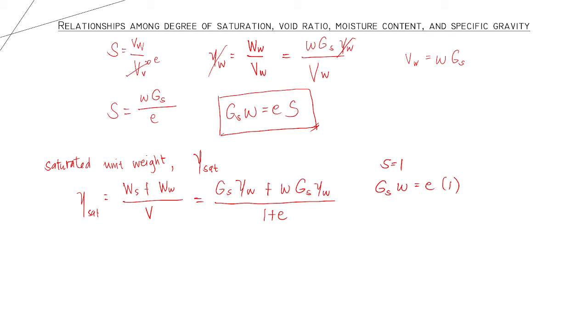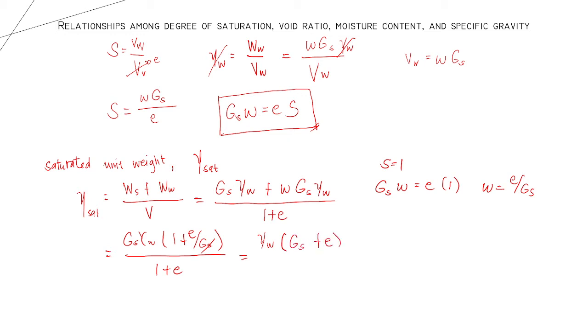So we can substitute moisture content is equal to e all over Gs, and then this will become specific gravity times unit weight times 1 plus the moisture content w, which is now e all over Gs, all over 1 plus e. And then this will be cancelled if we multiply the specific gravity to this term, and then we can write unit weight of water times the specific gravity Gs plus e all over 1 plus e. So there you have it. You have the saturated unit weight.